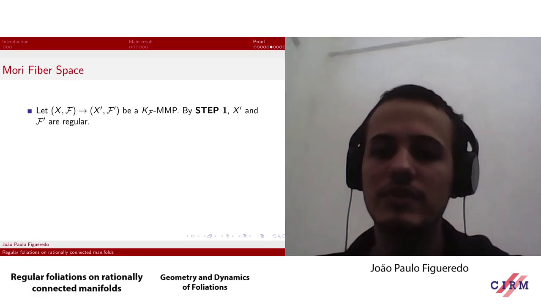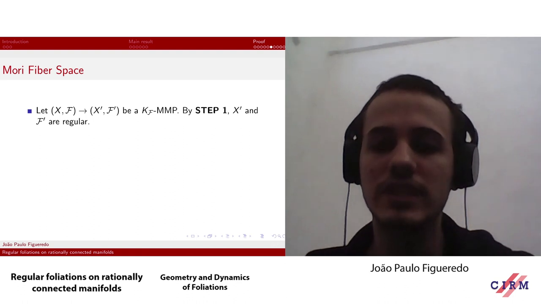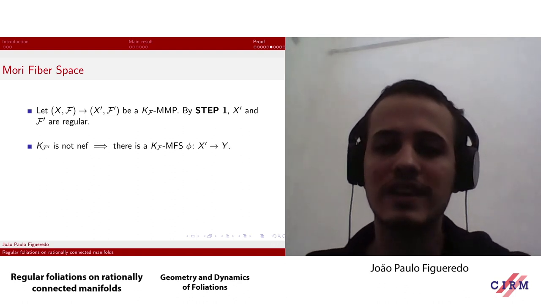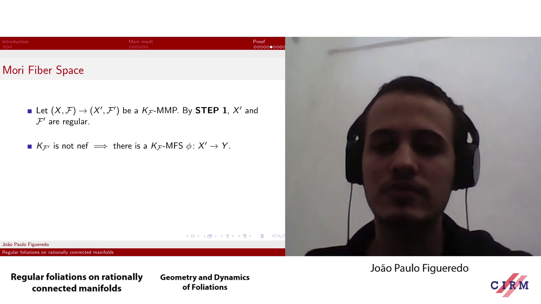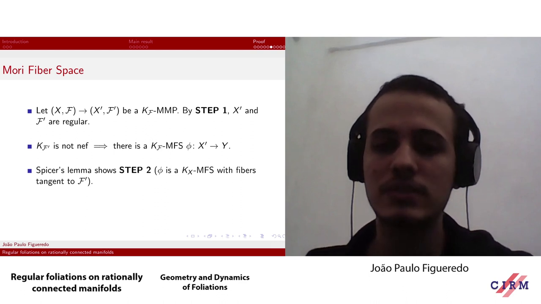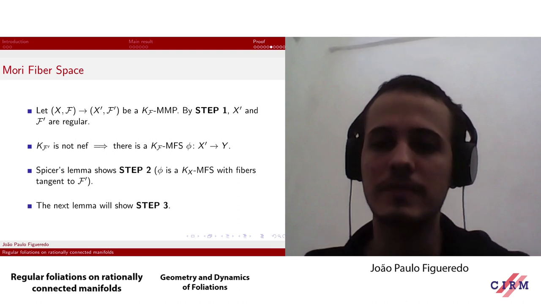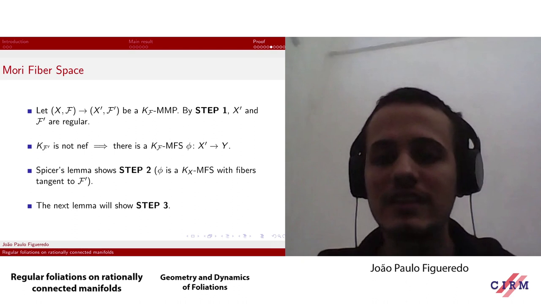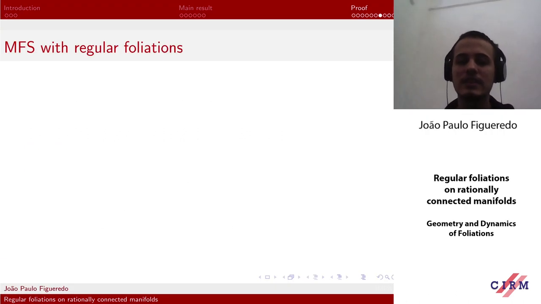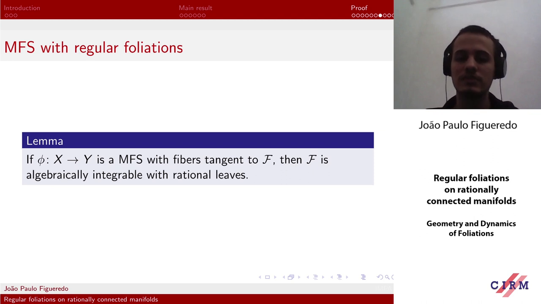So now, by step one, X' and F' are regular. Then, as I said, X' and F' is a Mori fiber space. By step two, which follows from Spicer's lemma, this is a Mori fiber space in the classical sense with fibers tangent to F'. So I just need to show this to finish the proof. If phi is a Mori fiber space in the classical sense with fibers tangent to the foliation, then F is algebraically integrable with rational leaves. But now the proof follows easily.